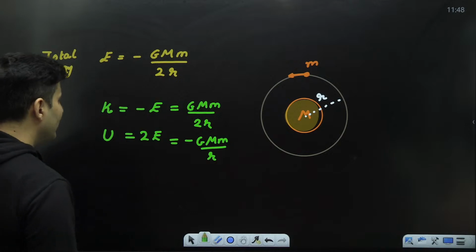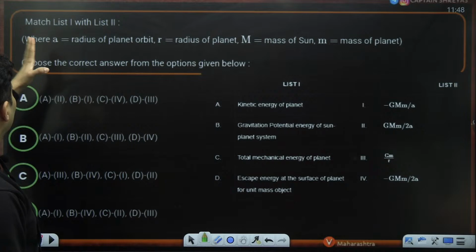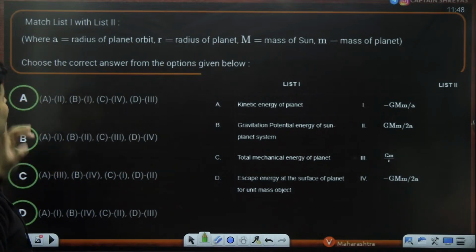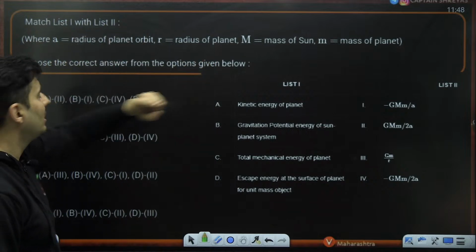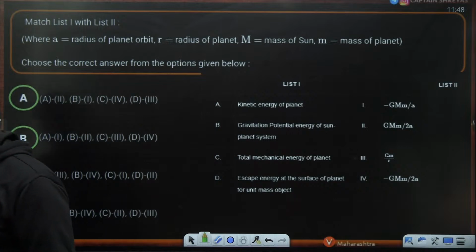Okay, so these are the formulas. So let's start doing these questions. Match the following: radius of the planet, radius of the planet's orbit, mass of the sun, mass of the planet. Choose the correct options. Now you should be able to do it very easily, guys.